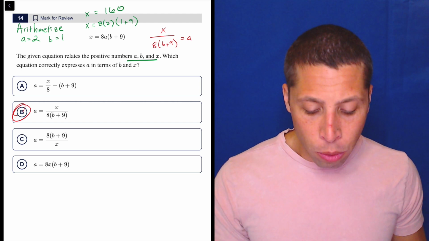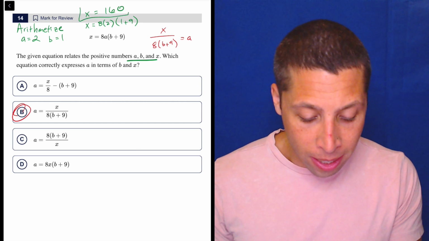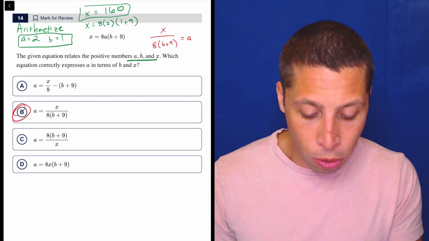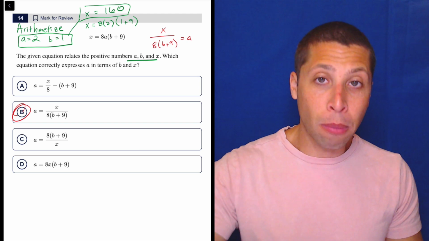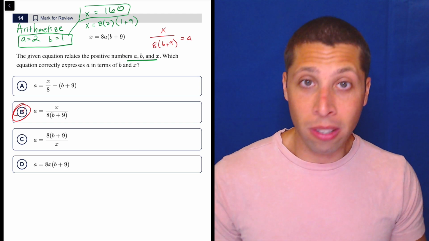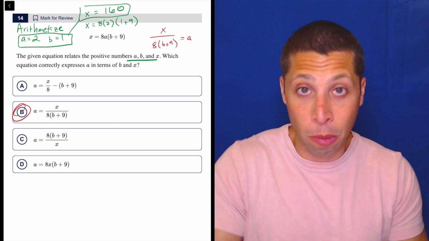Now, what I want to do is I want these same three numbers, X being 160, A being 2, B being 1. Those same three numbers should work in the equations that I'm given in the choices. That's how this is supposed to go.